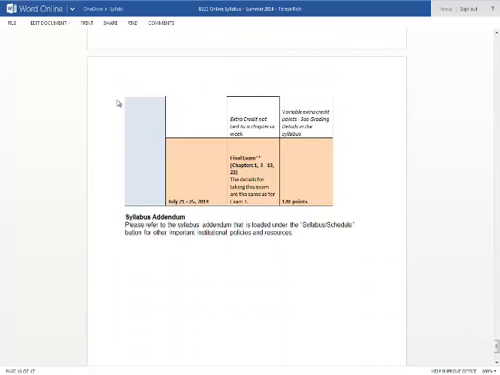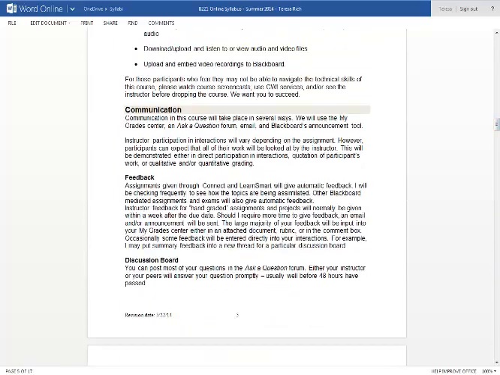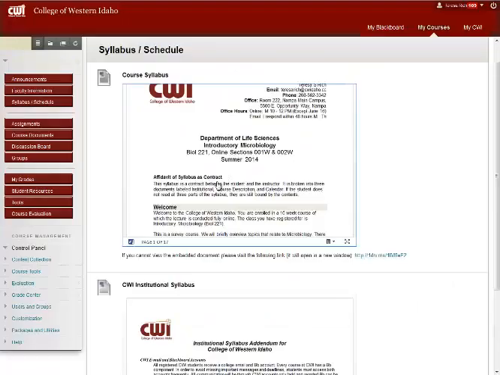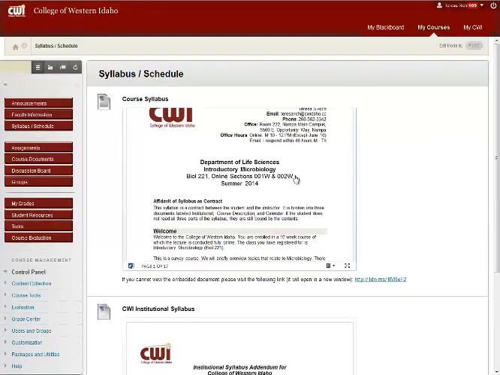Now, like I said, I will have this in a separate document, so you can just go to course, syllabus schedule, just click on that, there it is. You can see exactly what you need to do for the week. And then here's the syllabus addendum. Alright, so let's go ahead and close this and go back to Blackboard. So that's it for the syllabus and the schedule.